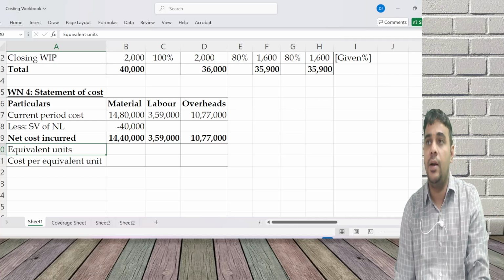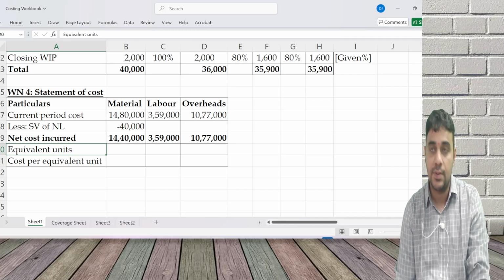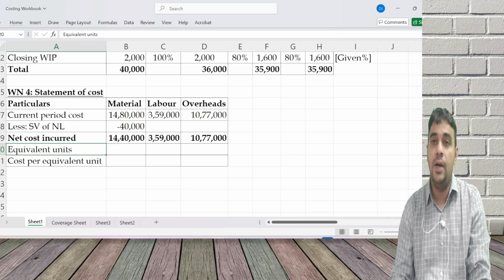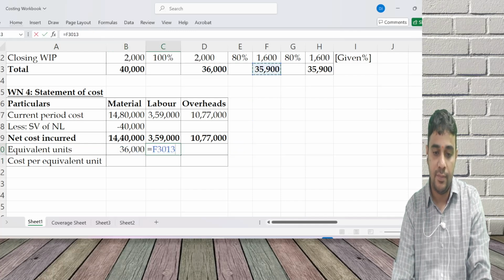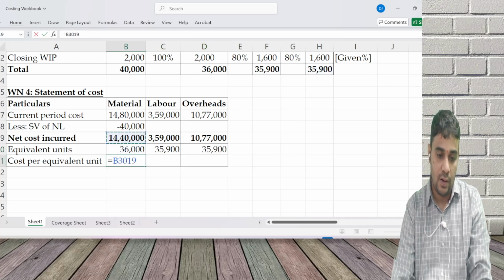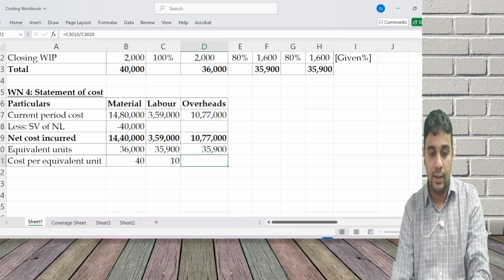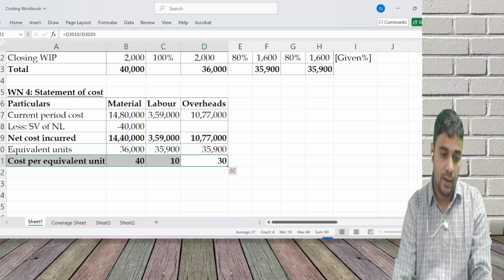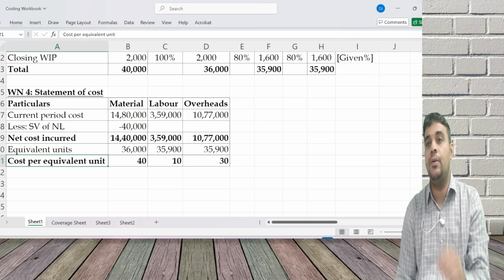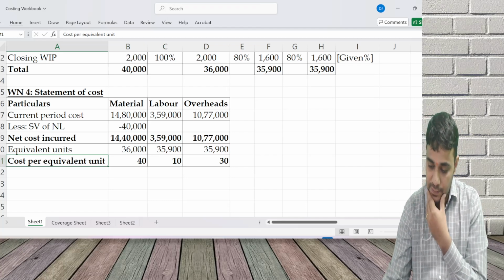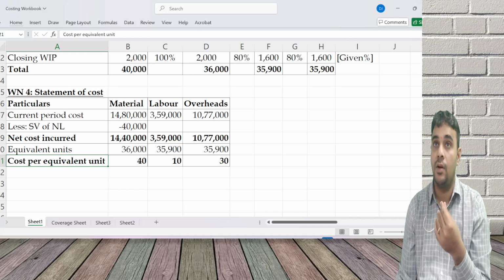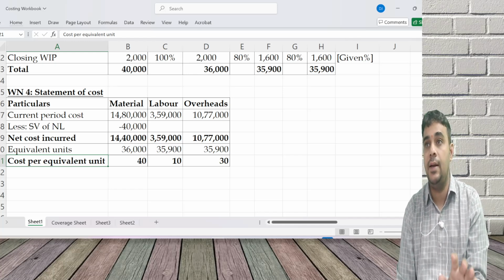Equivalent units, cost per equivalent unit. Equivalent units we got in the earlier working note: 36,000, 35,900 and 35,900, and divide now. Cost per equivalent unit is 40 rupees, 10 rupees and 30 rupees.